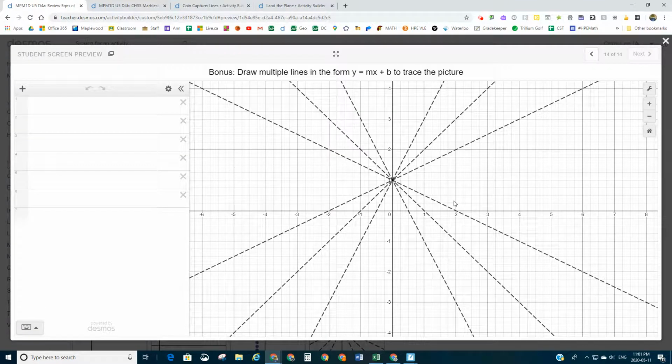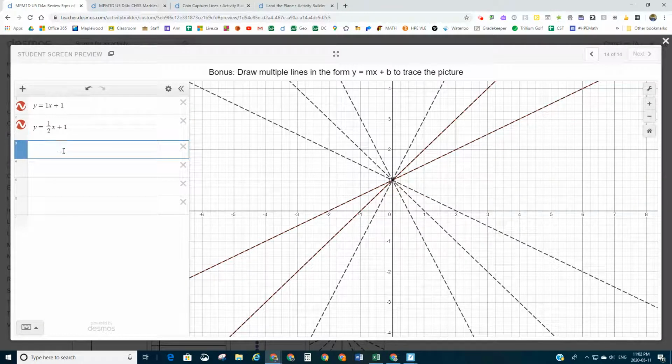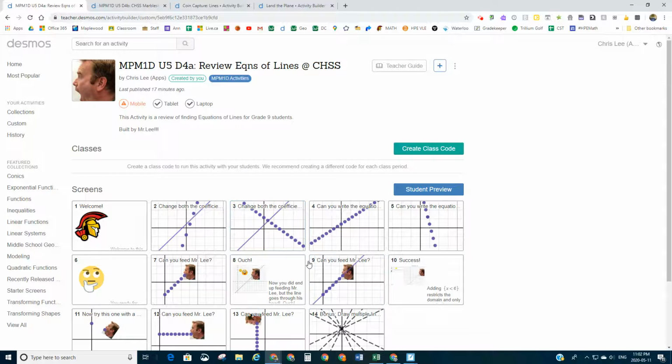All right, and sometimes you'll need to do a couple of equations to be able to solve this. So if we wanted to trace this out, I'm going to try one, say y equals 1x plus 1, and that gets me right through that line. If I wanted the second one, y equals maybe a half x, so 1 over 2x plus 1 gets me through that line, and so forth. So you might need to do a couple of lines in order to do whatever challenge is being offered to you.